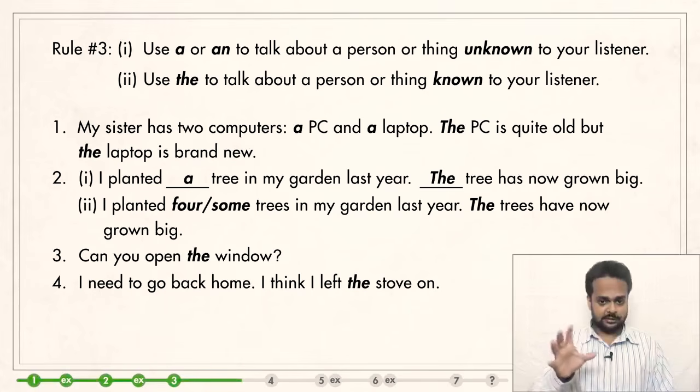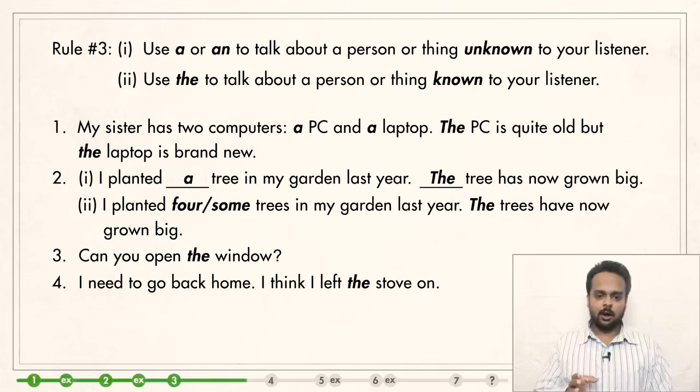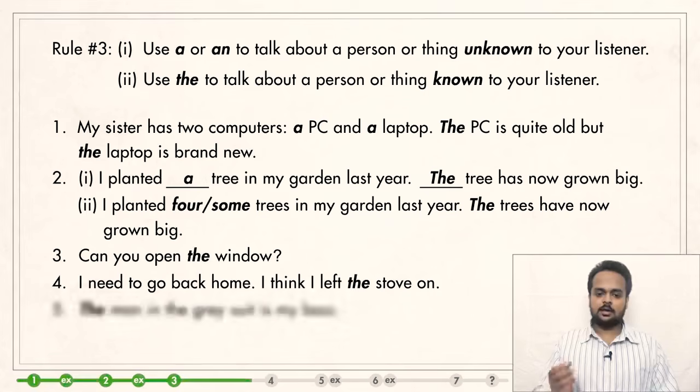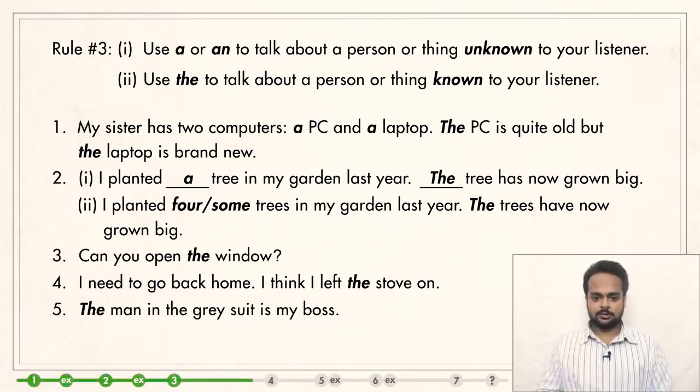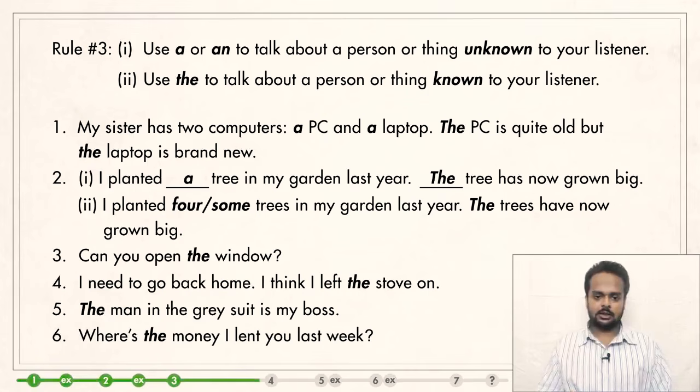That means the stove might still be burning, but which stove? Well, you can understand from the situation that I mean the stove in my house. But this isn't always possible. For example, if I say, the man is my boss, you will ask, which man is your boss? It's confusing. But what about if I say, the man in the gray suit is my boss? You know which one I'm talking about. So here we mention a noun with the man, and then we give information to identify that noun, in the gray suit.